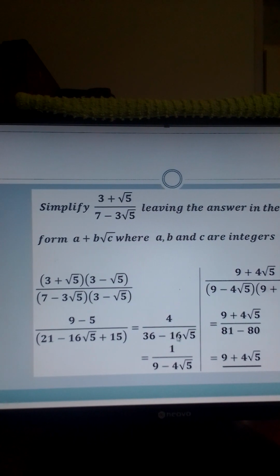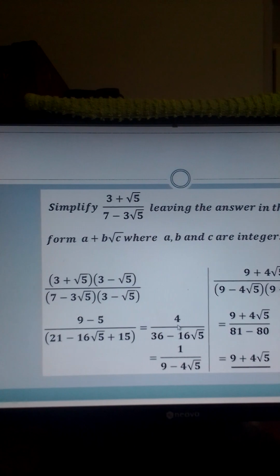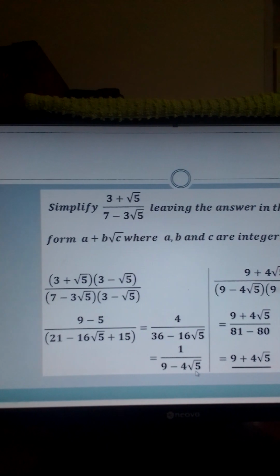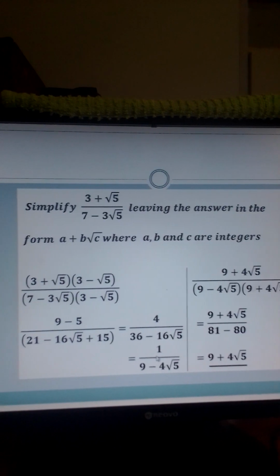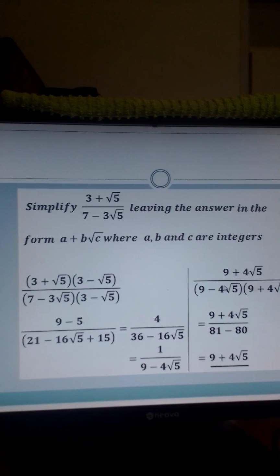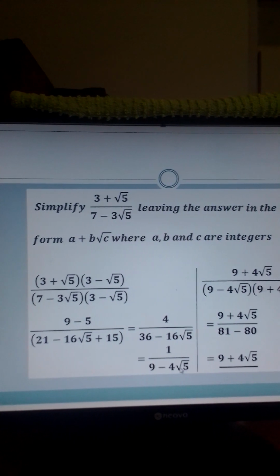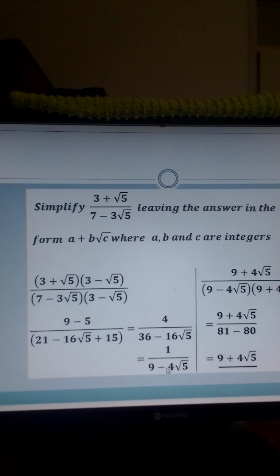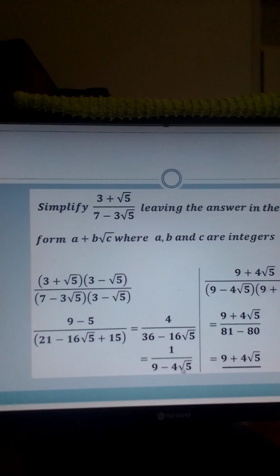16 root 5. Because 21 plus 15 is 36. Then you minus that. So when you are here, you find that you can divide everything by 4. So you get 4 divided by 4 is 1. 36 divided by 4 is 9. And this one divided by 4 is 4 root 5. So this is what you get. And from here, you can come to this step here. You can multiply both the numerator and denominator by the conjugate of 9 minus 4 root 5.